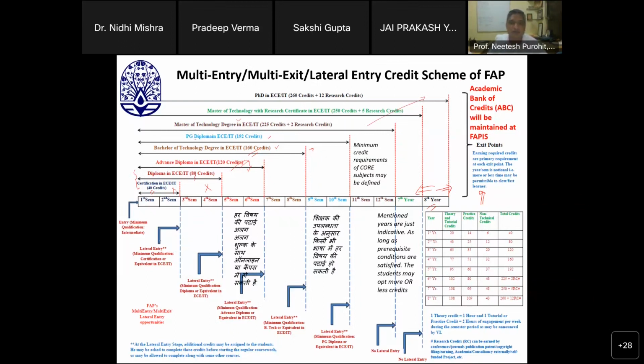So if you see a person who is entering the system after the 12th class through JoSAA, as of now, he has an opportunity to get the degree of PhD. If he opts for full credits and completes the research credit requirements as well, then this span may be reduced.